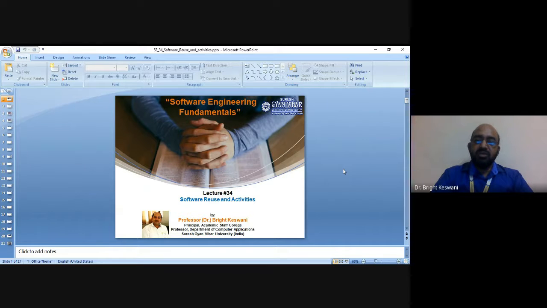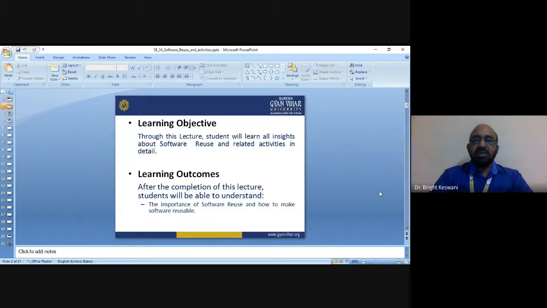Today we will discuss software reuse and its activities. These are the learning objectives and learning outcomes. Through this lecture, you will learn all the insights about software reuse and related activities in detail. After the completion of this lecture, you will be able to understand the importance of software reuse and how to make software reusable.